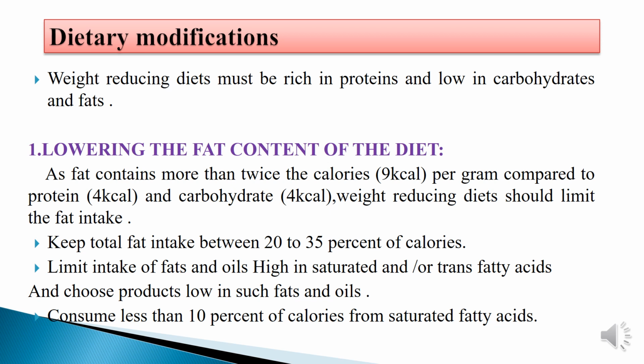As fat contains more than twice the calories, that is 9 kilocalories per gram, compared to protein, which is 4 kilocalories, and carbohydrates, which is 4 kilocalories, weight reducing diets should limit the fat intake and keep total fat intake between 20 to 35% of calories, and limit intake of fats and oils high in saturated or trans fatty acids, and choose products low in such fats and oils. And we should consume less than 10% of calories from saturated fatty acids.